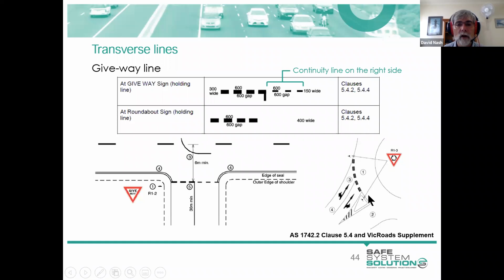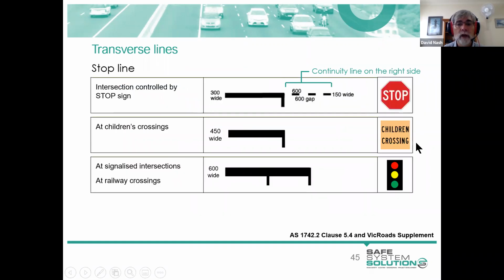The holding line at a roundabout should be curved. Basically, it should be circumferential to the central island. Stop lines. Again, the width of stop lines varies from state to state, but in Victoria it should be 300 millimetres wide for a stop sign at a stop intersection, 450 at a children's crossing, and 600 wide at a signalised intersection.